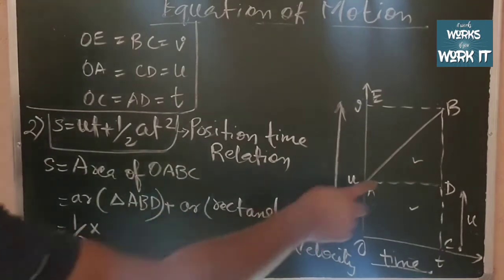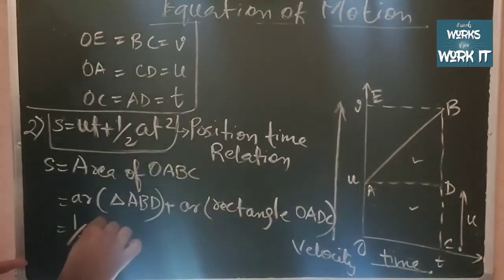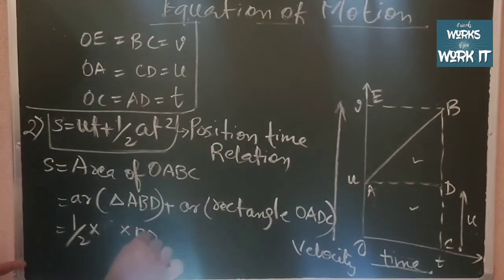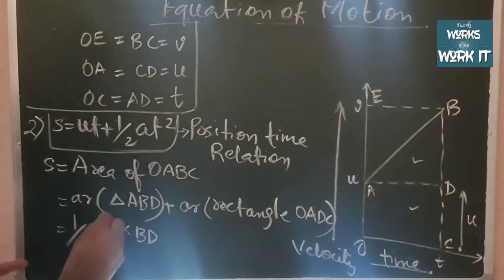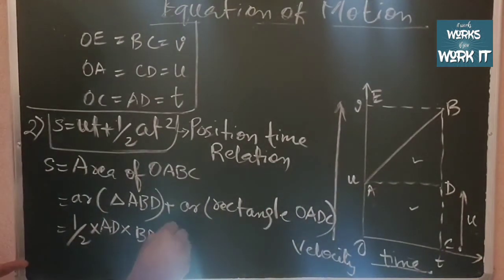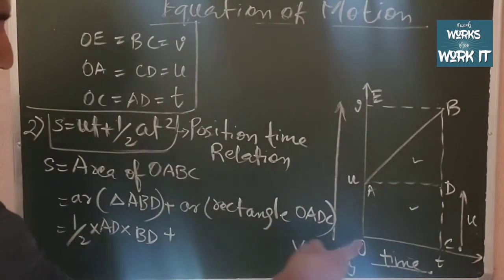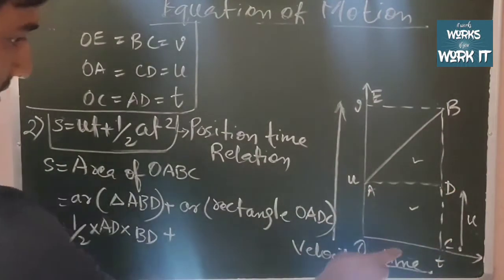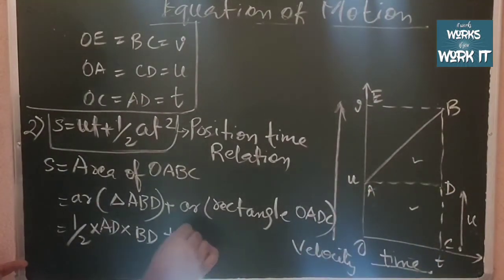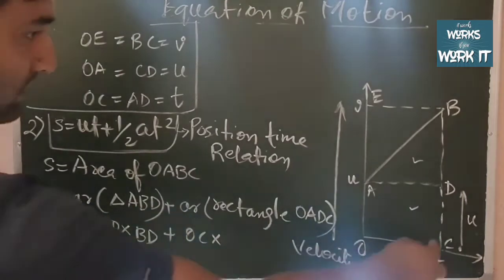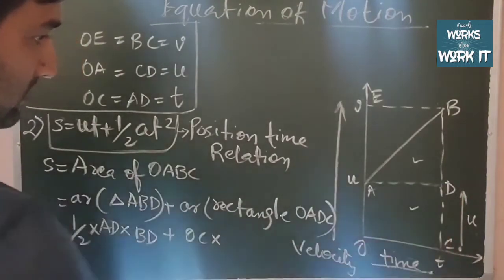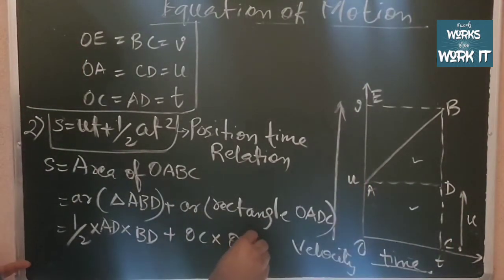Okay, so half into area of triangle will be half into base into height. So what will be the base and what will be the height here? Height will be our BD and the base will be AD, plus area of rectangle, length into breadth. So length and breadth will be OC into CD, and CD we can write as OA.